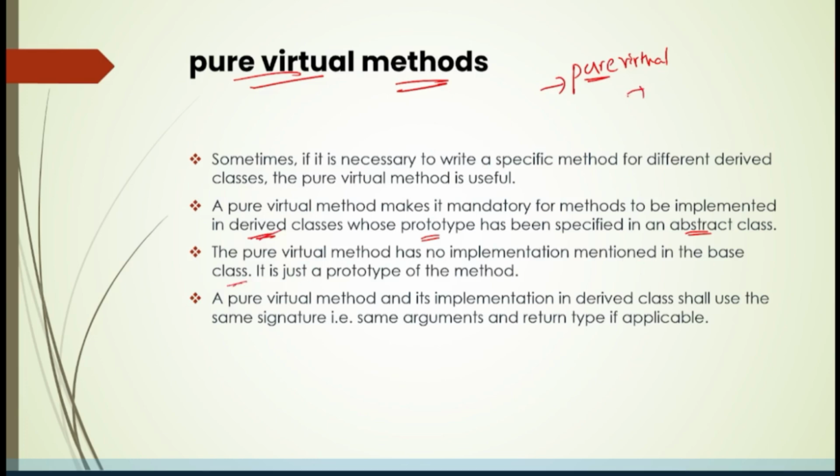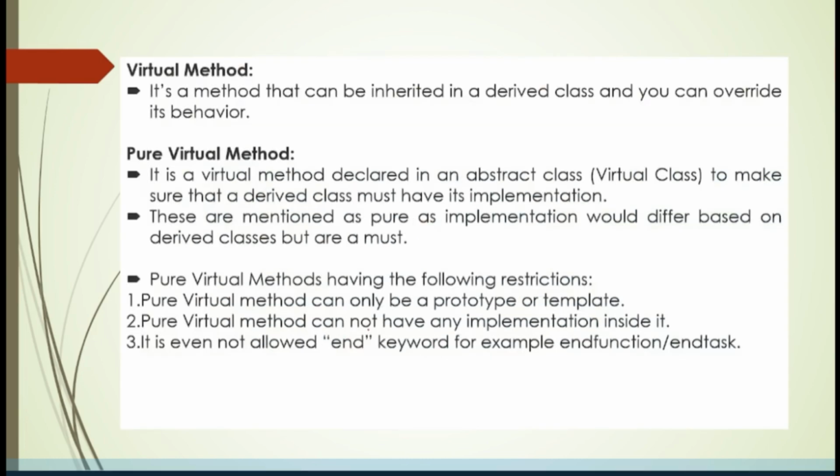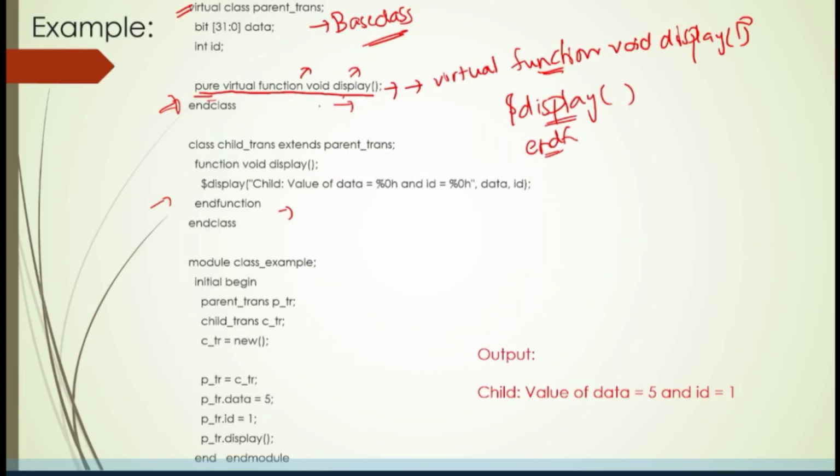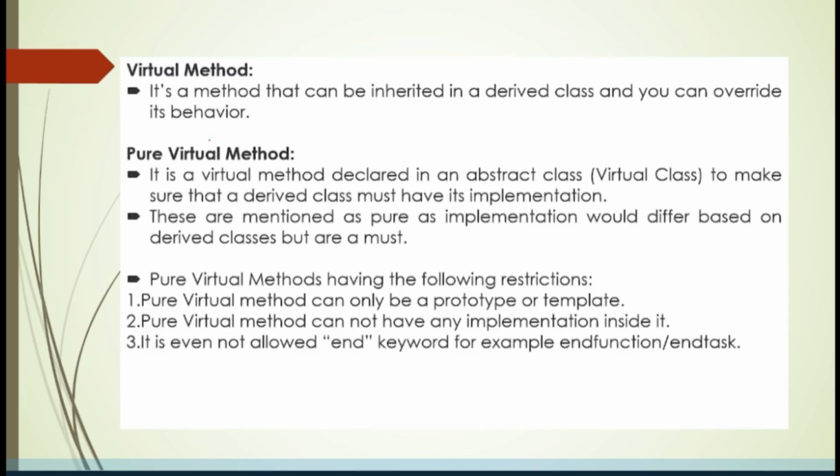So it doesn't implement anything. We don't have any implementation methods. It doesn't contain any body. That is one important thing you need to remember. A pure virtual method and its implementation in the derived class shall use the same signature and the same arguments. That means, if you see here, it is having the same signature, like the name, it should be the same when you are using it in the child class itself. That is one mandatory thing.